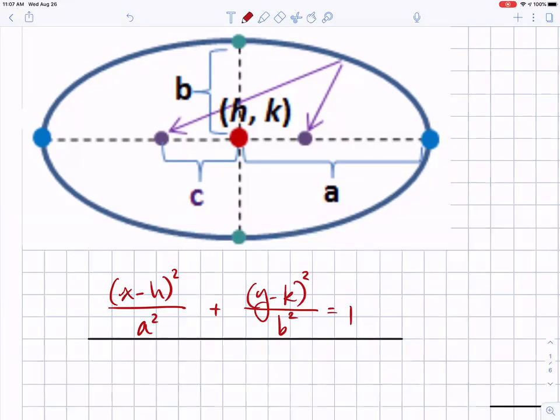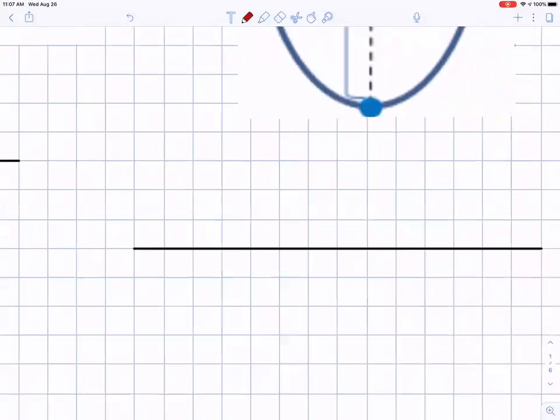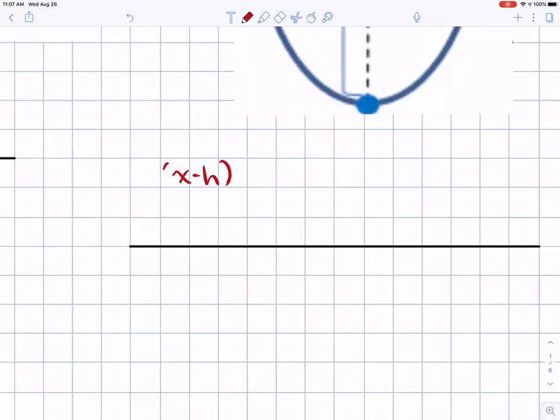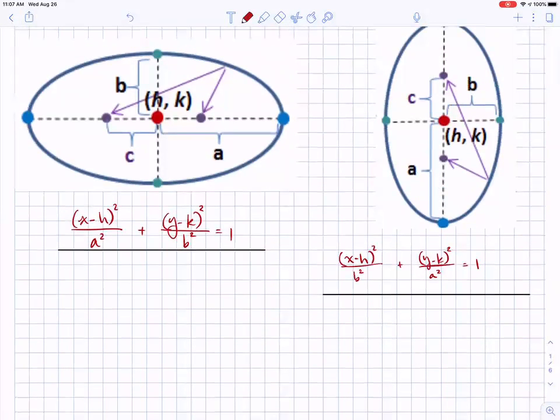Okay. And then what was the second equation? What was different about the second equation? The 2 denominators are switched. Everything else is identical, right? Okay, so we've got then x minus h squared over b squared plus y minus k squared over a squared is equal to 1. Okay, so talk to me a little bit about what was on your overview.